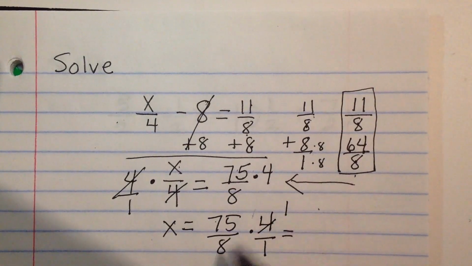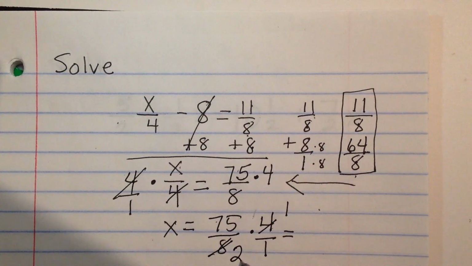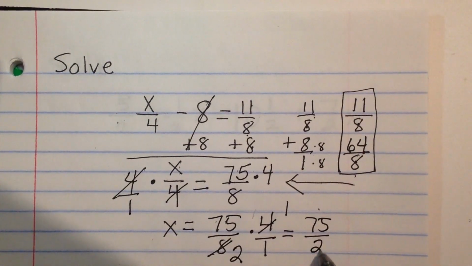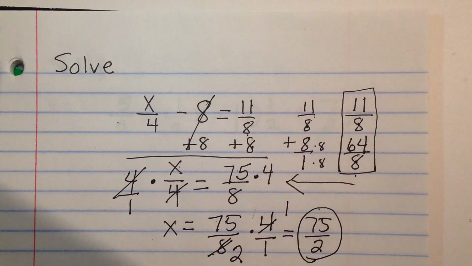4 divides into 4 1. 4 divides into 8 2. Now multiply straight across. 75 times 1 is 75, and 2 times 1 gives me 2. So 75/2 would be my final answer.